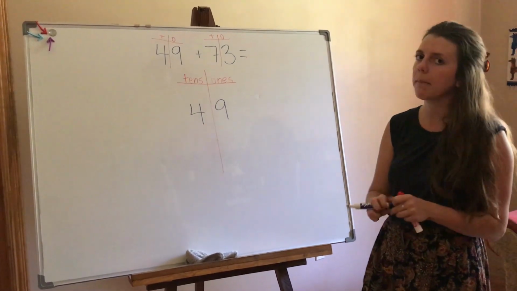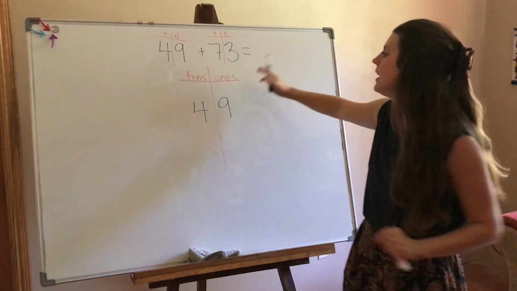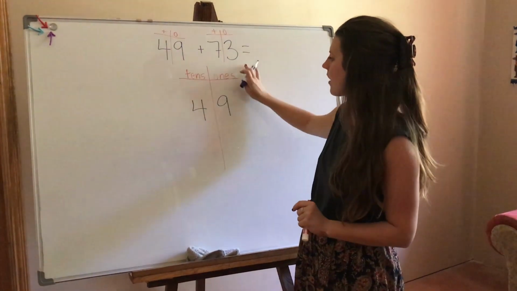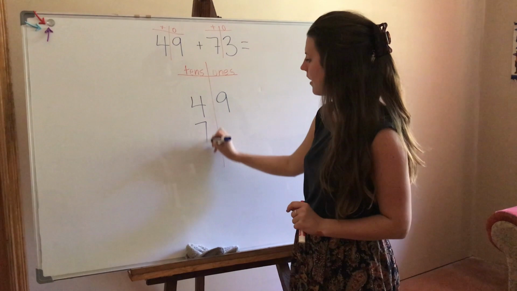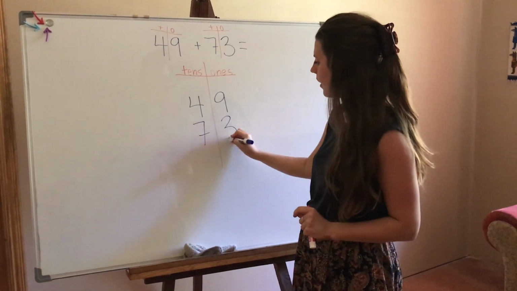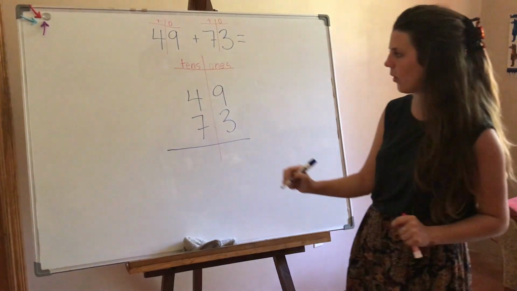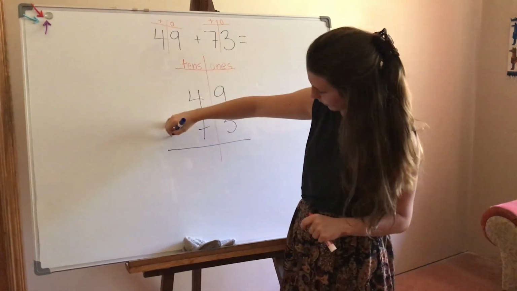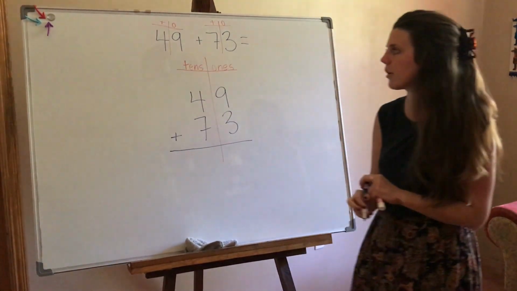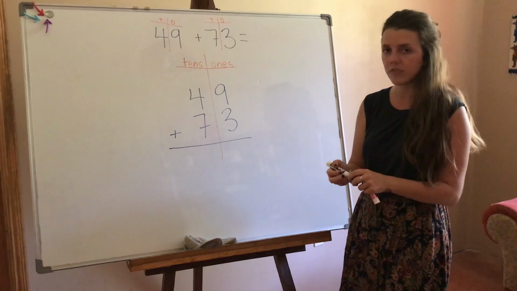Are you predicting that I might need to make a trade? See? And then I have 7 10s and 3 1s. I draw my bar to show those are my only numbers, and my math symbol, which is addition, meaning my number is getting bigger, putting the mangoes together.